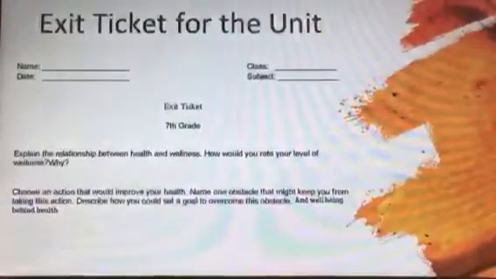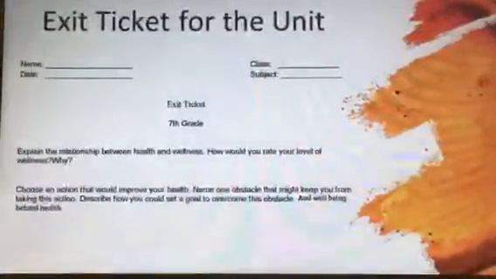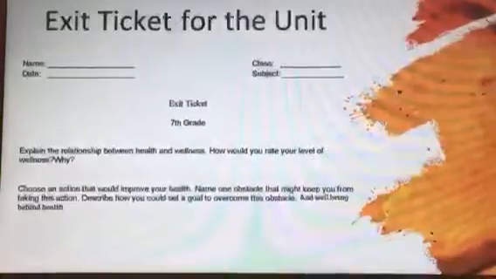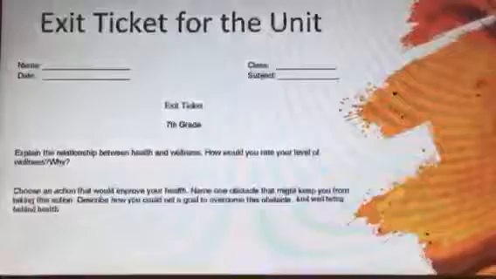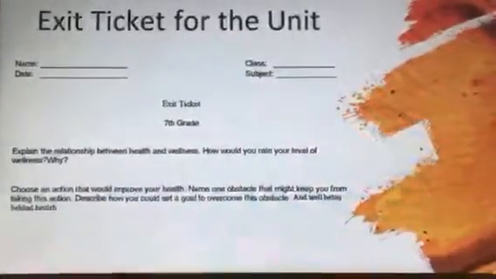Once again, we do an exit ticket for the unit, which is very simple, just trying to make sure they have some type of grasp. Explain the relationship between health and wellness, and choose an action that would improve your health.